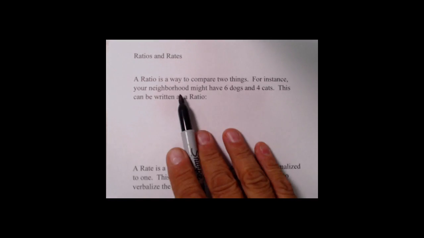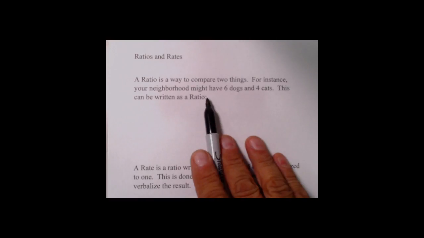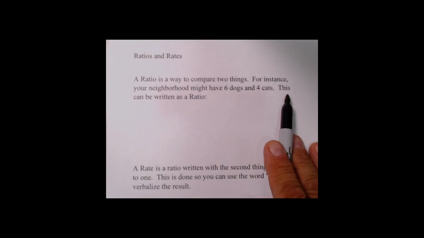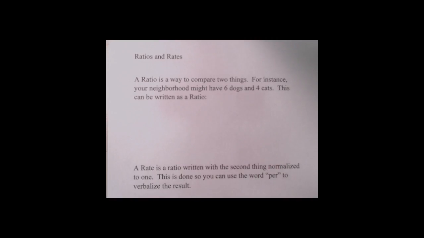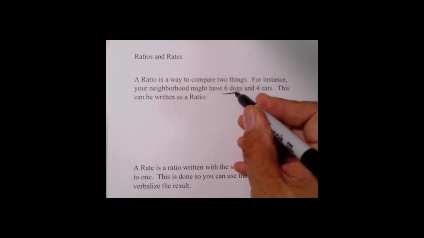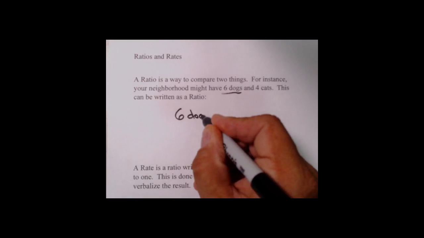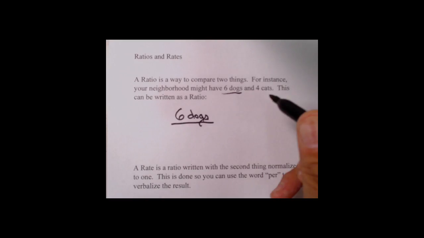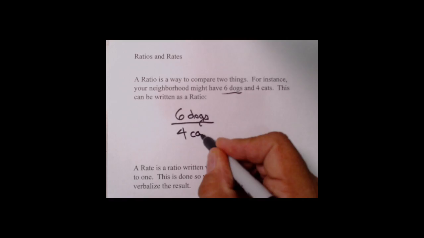Anyway, a ratio is a way to compare two things. For instance, your neighborhood might have 6 dogs and 4 cats. Then this can be written as a ratio. What we do is we take the first thing mentioned and put it upstairs, 6 dogs. And then the second thing mentioned, put it downstairs, 4 cats.